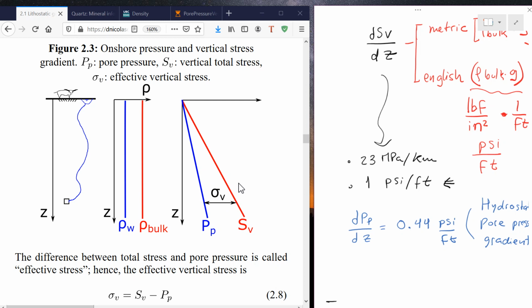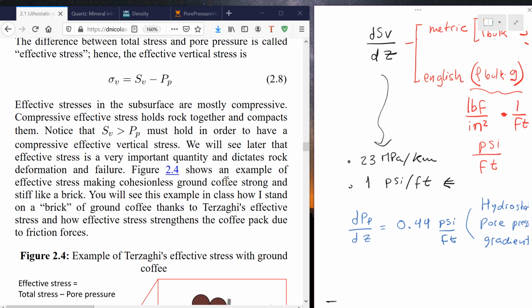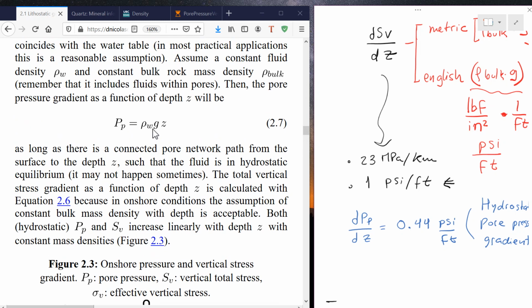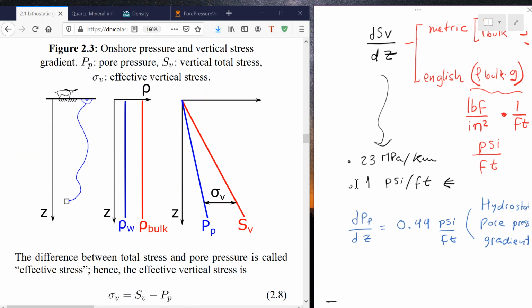But for the onshore case, the equations are going to be simply pore pressure equal to density of water times G times Z, and vertical stress is going to be just the density of the rock with everything in it, the bulk density, times G times Z. For example, if I were at the depth of 10,000 feet, then vertical stress would be 10,000 psi, and the pore pressure, if it is under hydrostatic condition, would be 4,400 psi. It's as simple as that.